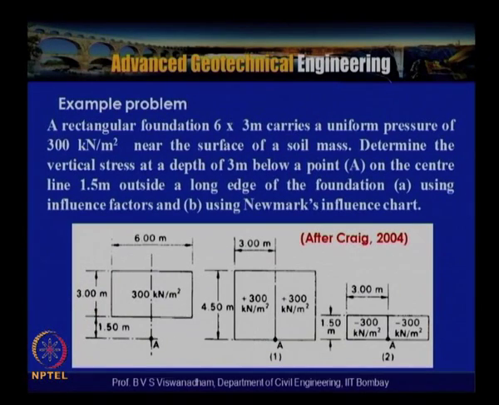So, let us take a problem where a rectangular foundation of 6 meters by 3 meters carries a uniform pressure of 300 kilopascals near the surface of the soil mass. Determine the vertical stress at a depth of 3 meters below point A. We have a rectangular area here and this point A is outside, 1.5 meters away from the long edge of the foundation, and we use the influence factors and Newmark's influence chart.